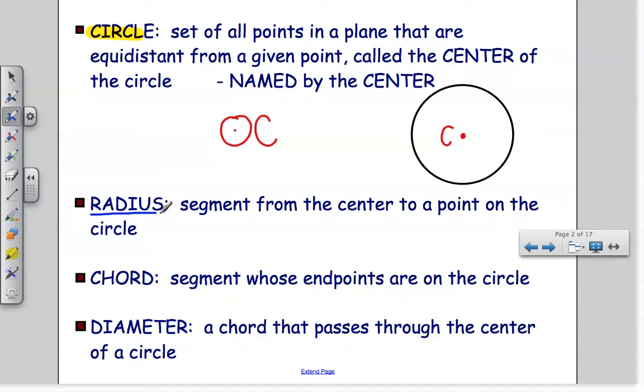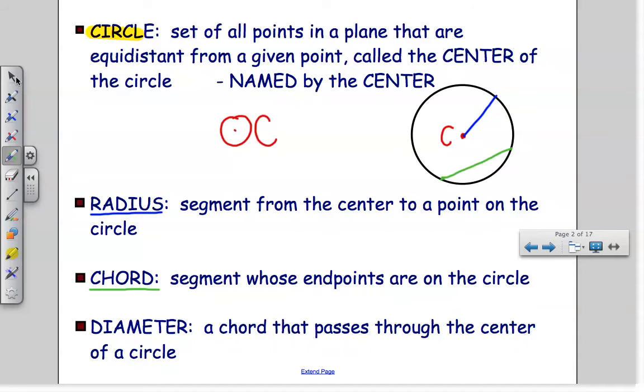One of the most important segments that you should know for a circle is the radius. Now, a radius is a segment that goes from the center to a point on the circle. Every radius that I would draw in this circle would be the same length, would be congruent. You should also know what a chord is. A chord is a segment in a circle, but the endpoints are both on the circle. So I would draw a segment where both endpoints are on the outside of that circle. That would be a chord, this green segment here.